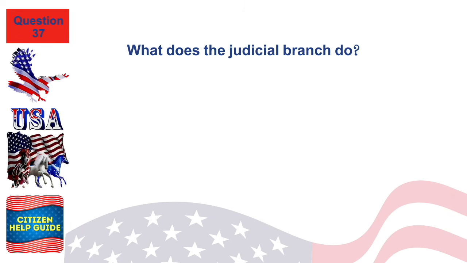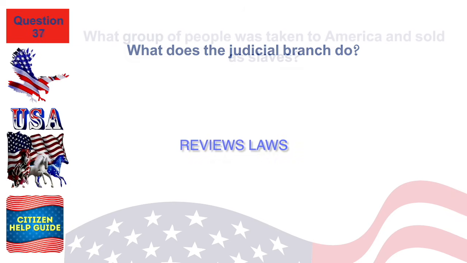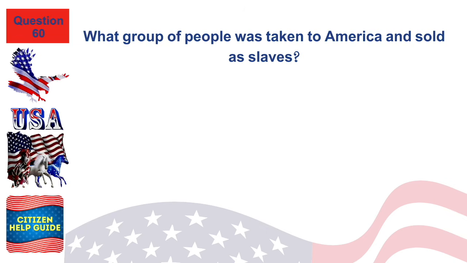What does the judicial branch do? Reviews laws. What group of people was taken to America and sold as slaves? Africans.